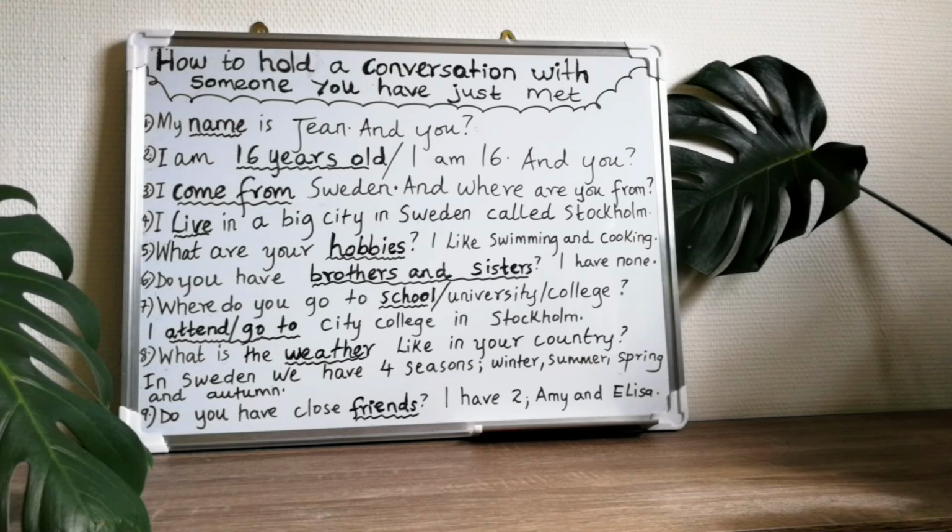I attend City College in Stockholm. Or I go to City College in Stockholm. So, when you want to inform the person about where you go to school or where you go to university or where you go to college, you could use either I attend and then you say the name of your college. I attend City College in Stockholm.